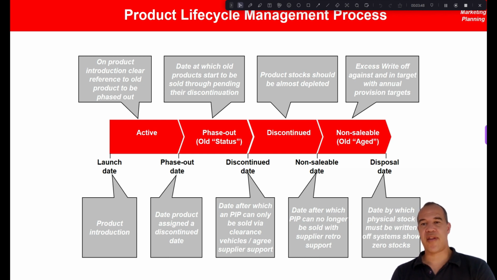The final stage is the non-saleable date, which literally means that that product is going to be destroyed, given away to charity, because it's no longer saleable in your business. So what you're trying to do, at the end of the product's life, is minimize any write-off against your accounts, basically, where you have to destroy product where you paid something for that product, but ultimately now it's non-saleable and it's going to have to be destroyed. So that's the basic premise behind the product lifecycle management process.